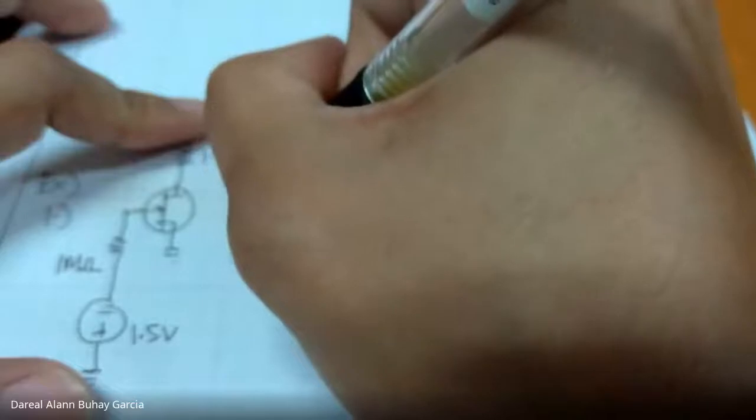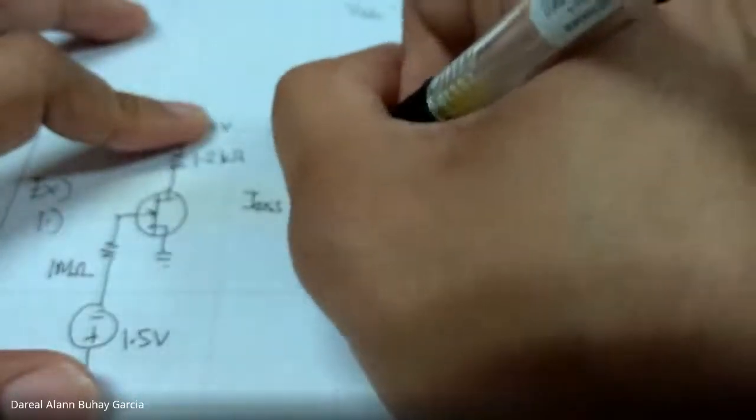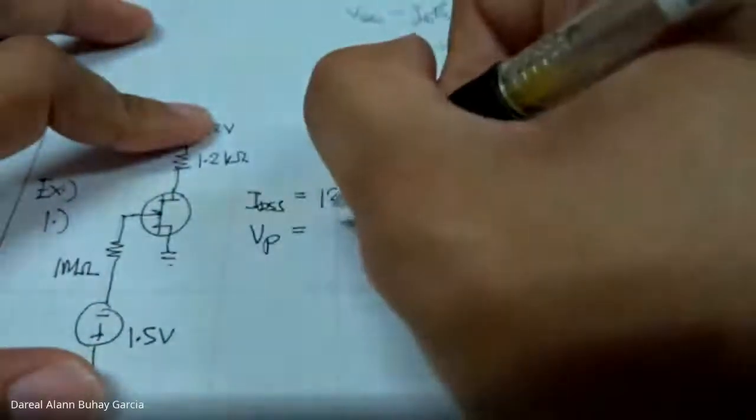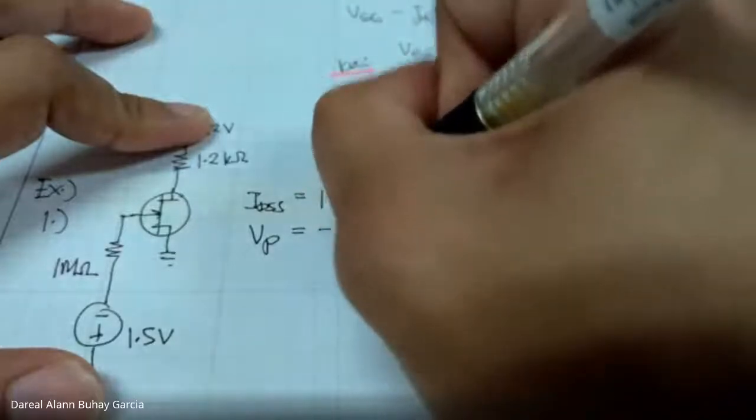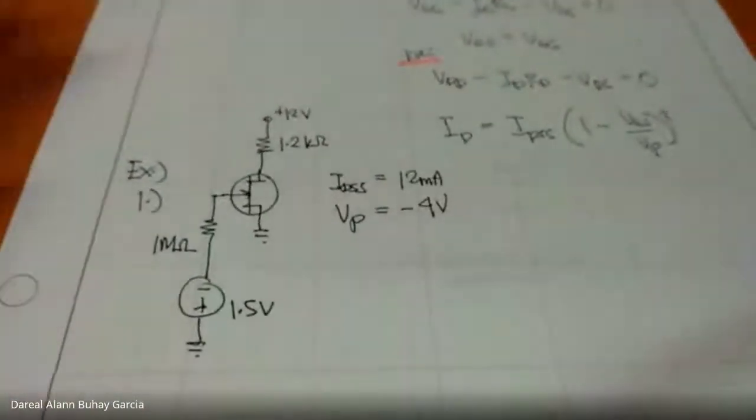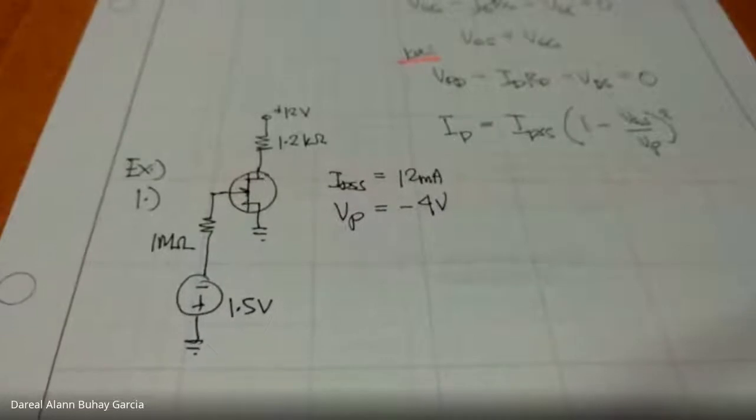Except for the device parameters, the N-channel JFET. So, base specs, IDSS is equal to 12 milliamperes, and VP is equal to negative 4 volts.